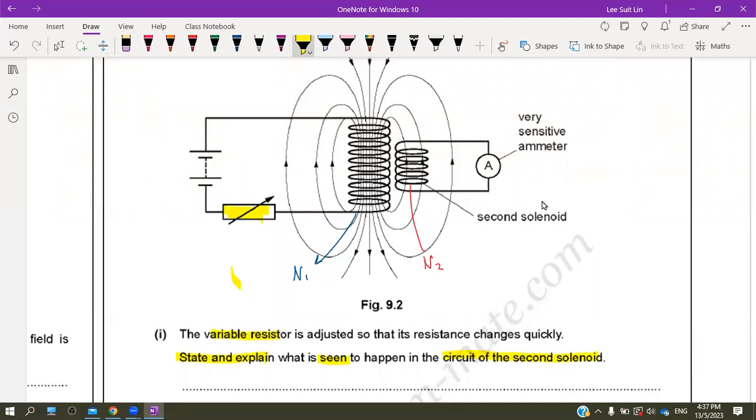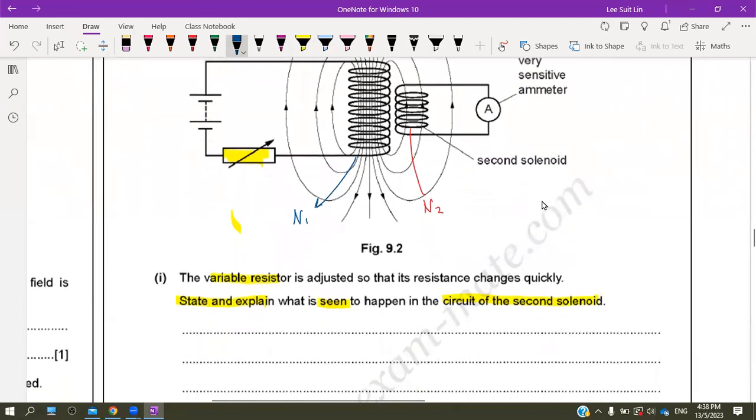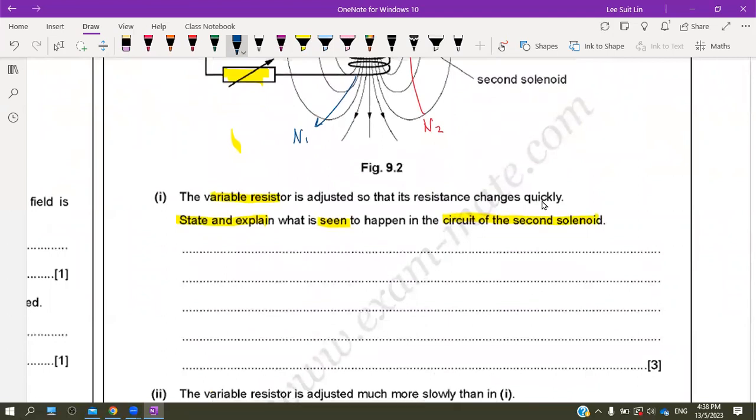In this case, we are not moving anything. I didn't move the large coil, the first solenoid, and I didn't move the second solenoid. What I'm doing is adjusting the variable resistor. But when I adjust the variable resistor, I adjust the current. So say something along the lines where when the resistance changes, the current in the first solenoid changes.